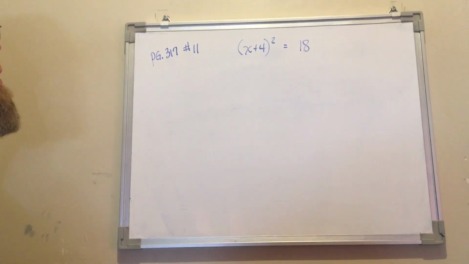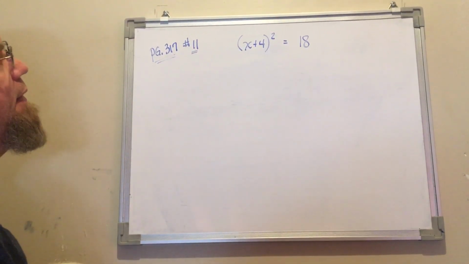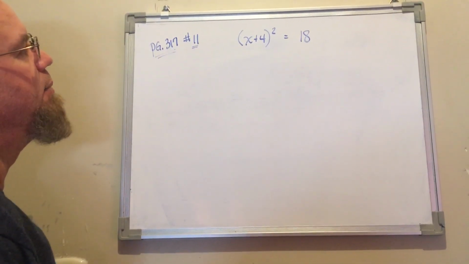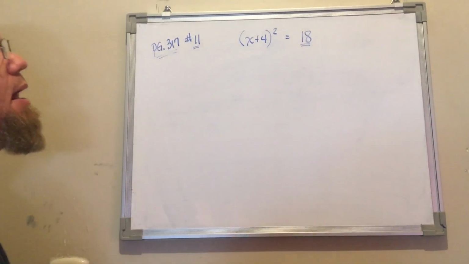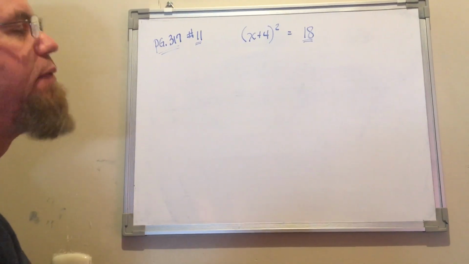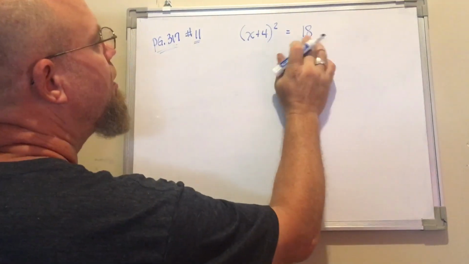Hey Emma, so let's look at page 17, number 11. This one is a little bit different because this guy right here is not a perfect square. However, that doesn't mean that we still can't solve it. So let me show you.